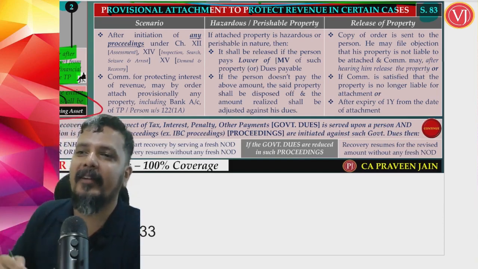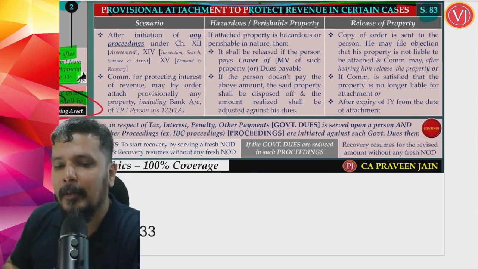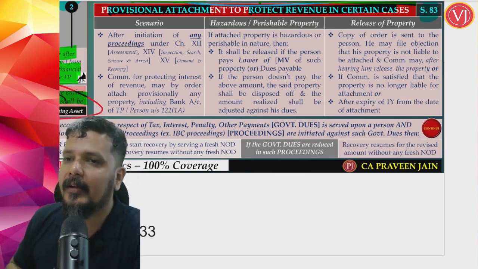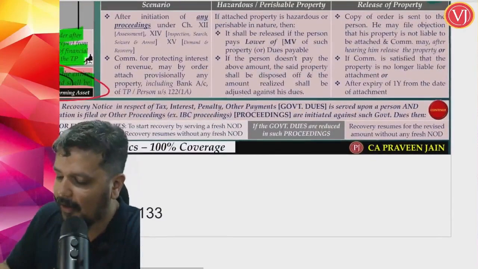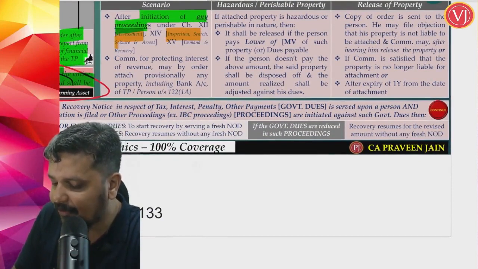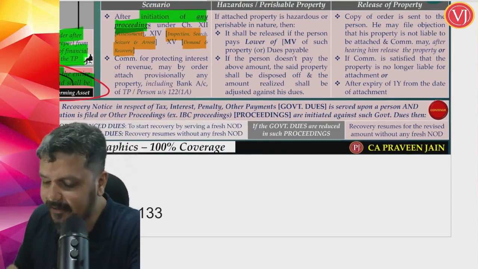Order is not yet passed, but proceedings are going on. Only after order is passed, dues will be finalized. Order is not yet passed, but officer has a strong feeling that this assessee will run away. So what he does, after initiation of any proceedings, be it assessment proceedings, be it inspection, search, seizure, arrest proceedings, be it demand and recovery proceedings. So proceedings have started.